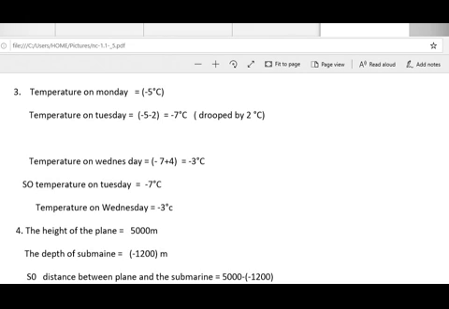In question number 3, it is given that the temperature on Monday equals minus 5 degrees C. The temperature dropped by 2 degrees C on Tuesday. So the temperature on Tuesday equals minus 5 minus 2, because the temperature dropped. So when we write minus 5 minus 2, both signs are the same, so we have to add 5 and 2. When we add 5 and 2, it will be 7, and a negative sign will be put before it. So minus 7 degrees C because it dropped by 2 degrees C.